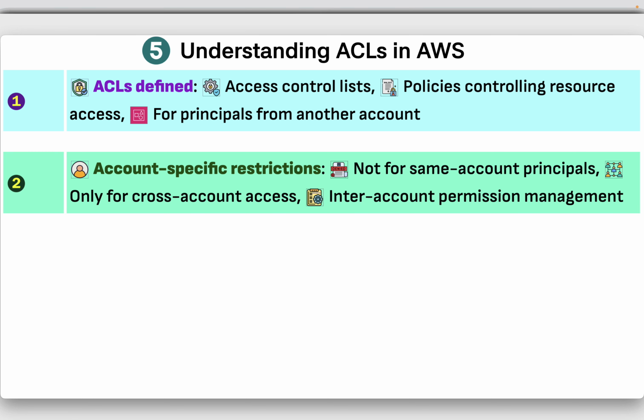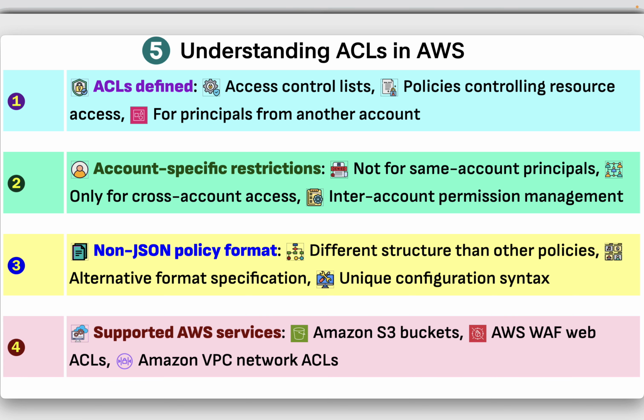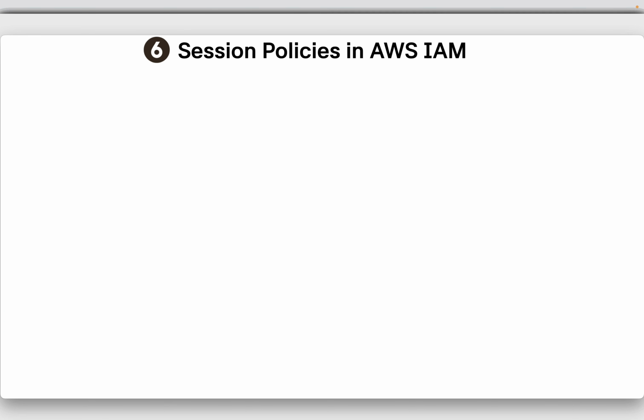ACLs cannot control access for principals within the same account, only for those in different accounts. Unlike other policy types, ACLs do not use the JSON policy document format. Supported AWS services: services like Amazon S3, AWS Web Application Firewall, and Amazon VPC utilize ACLs to manage access control. So the 6th type of policy is session policies.